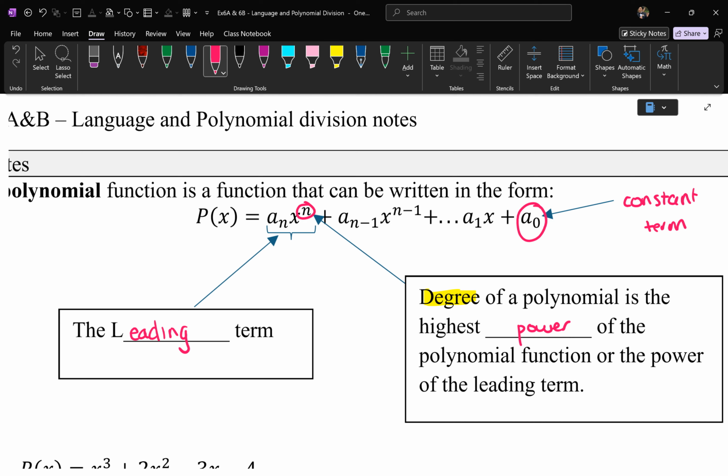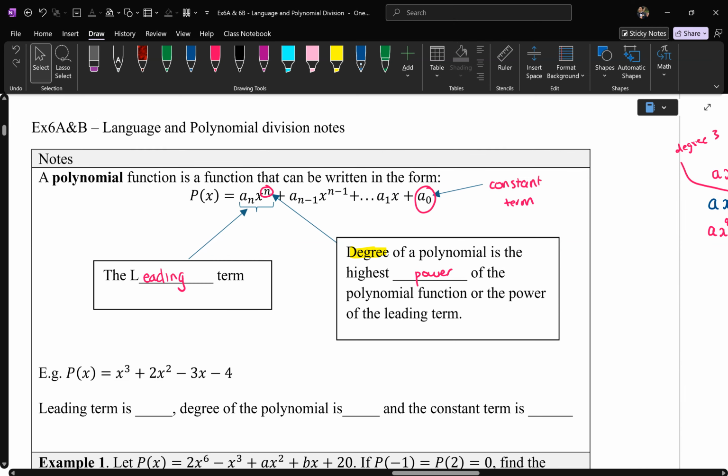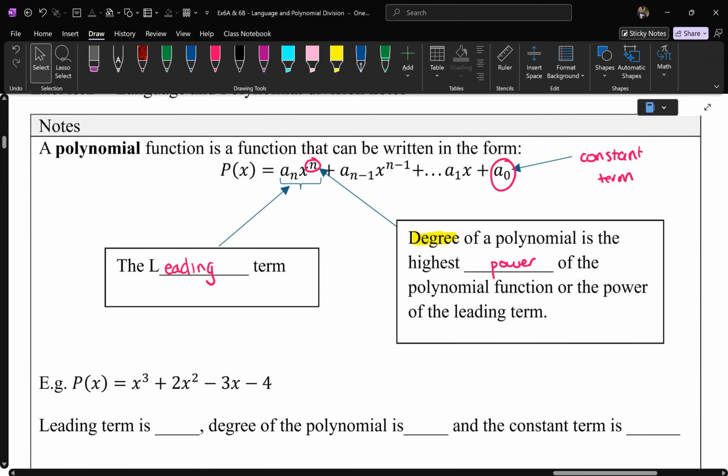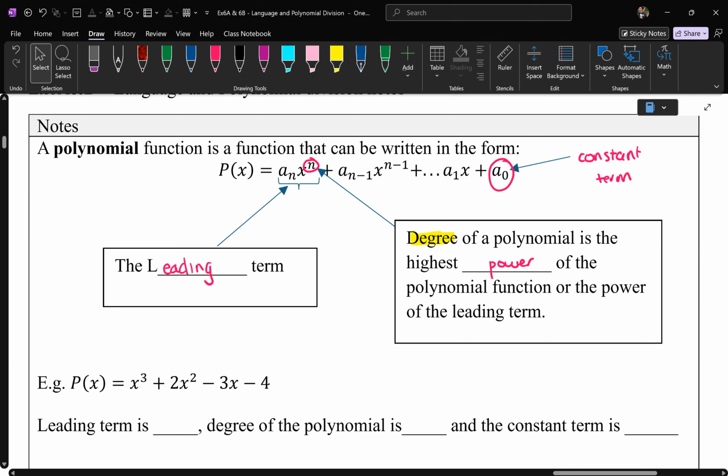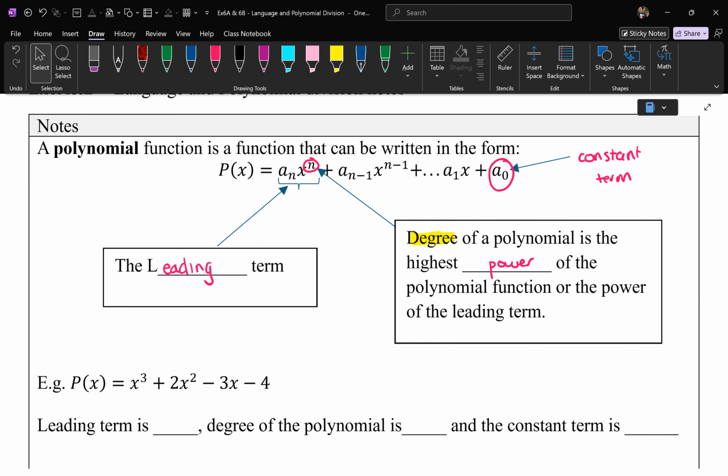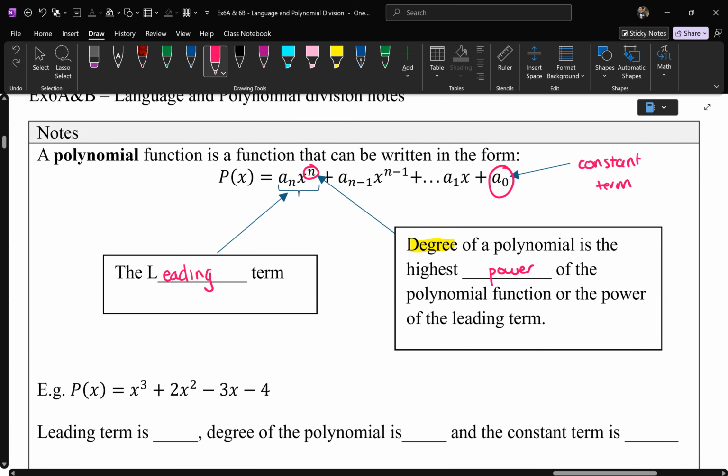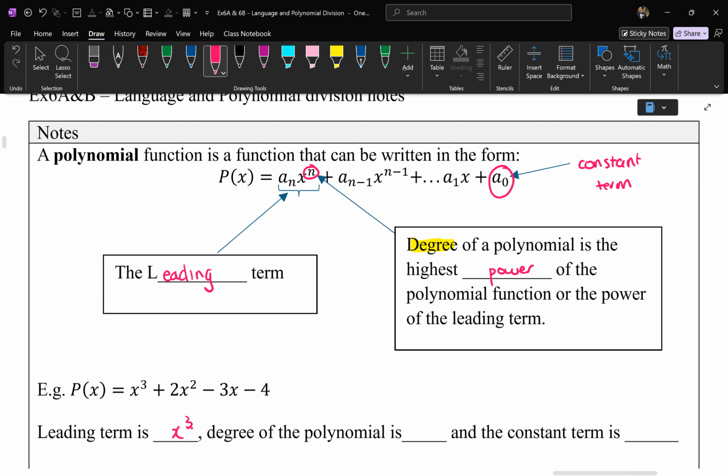All right. Here's the example. Let's see if you can fill it in. I gave you the below example. Let's say the polynomial function is x cubed plus 2x squared minus 3x minus 4. What is my leading term? My leading term is x cubed. Very good. X cubed is my leading term. Degree of the polynomial is 3. Very good, because that's the highest power. And the constant term is not x, negative 4.